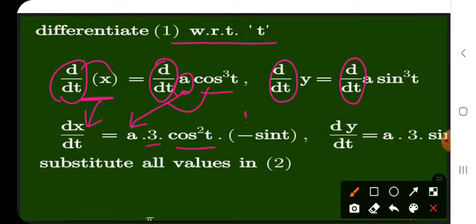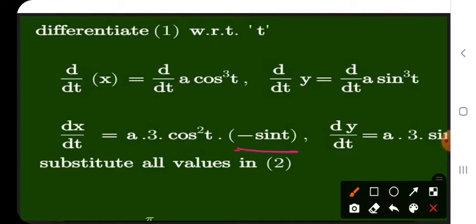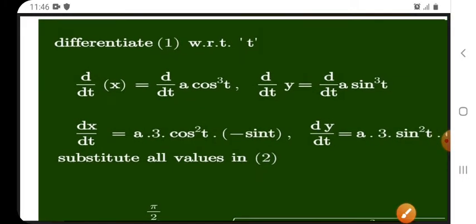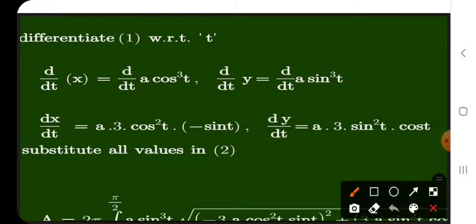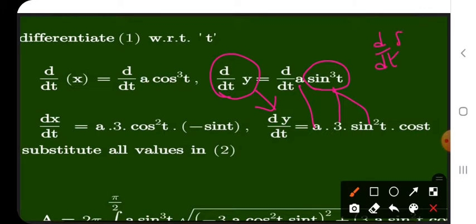And again we differentiate cos t. What is d by dt of cos t? Minus sin t. So I write minus sin t. Similarly, here also we write the same. d by dt of y is dy by dt. Here also a is constant. Sin cube t differentiation is 3 sin square t, and again we differentiate sin t. What is the differentiation of sin t? Cos t. These are the values of dx by dt and dy by dt.